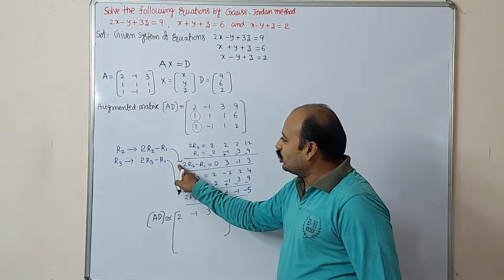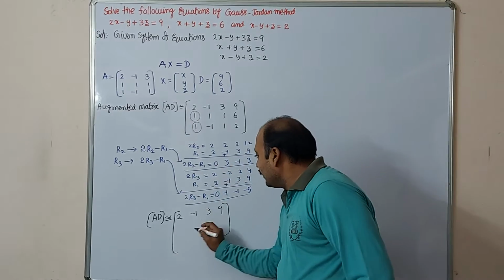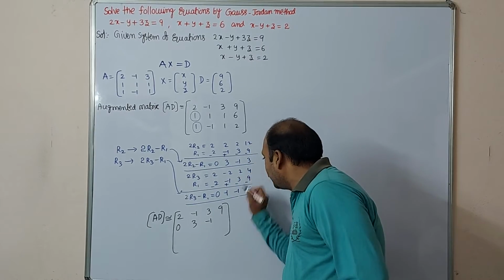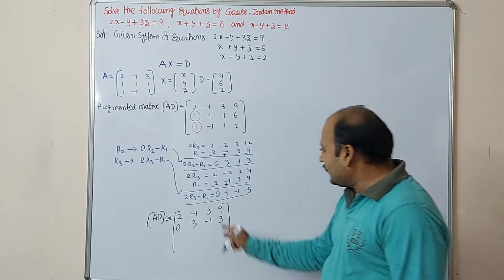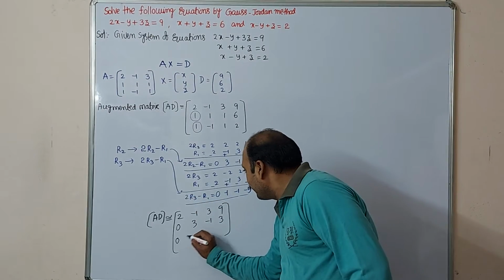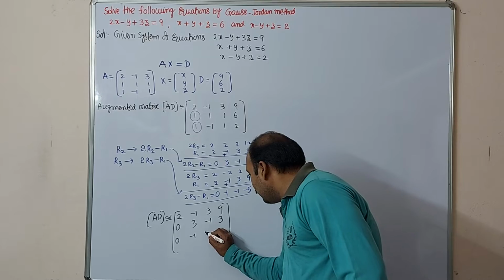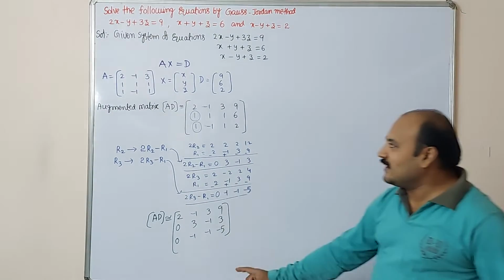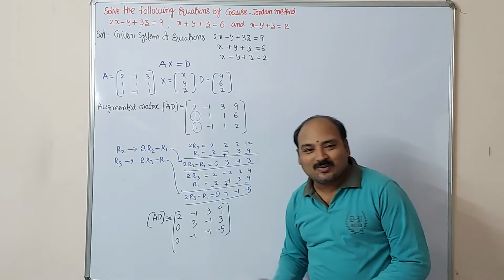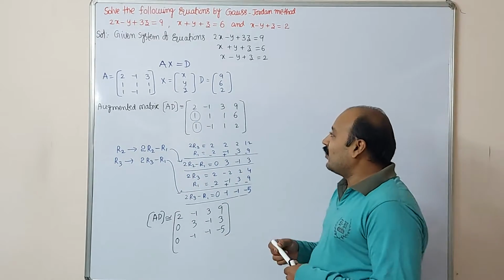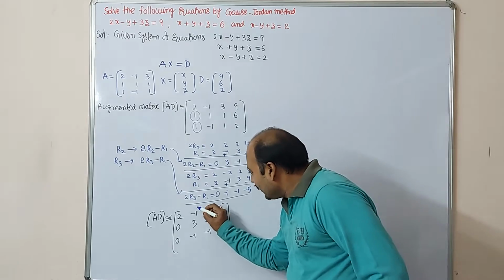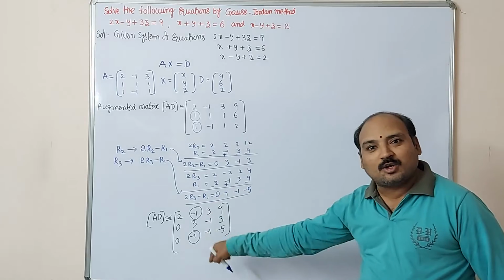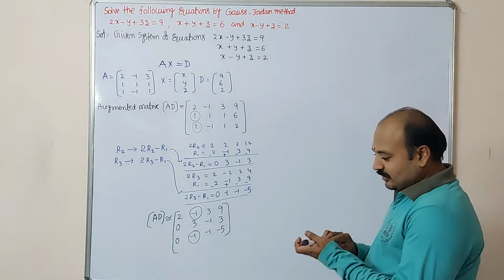Next, the R2 value, just write it here: 0, 3, minus 1, 3. Next, the R3 value: 0, minus 1, minus 1, minus 5. Did you understand this? We made these two values zeros now. In the next step, we are going to make these values zeros by using R2. Observe carefully, dear students.